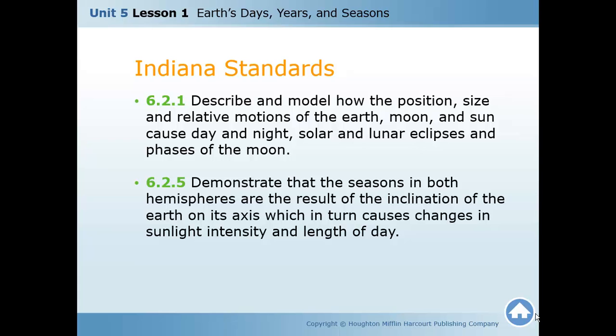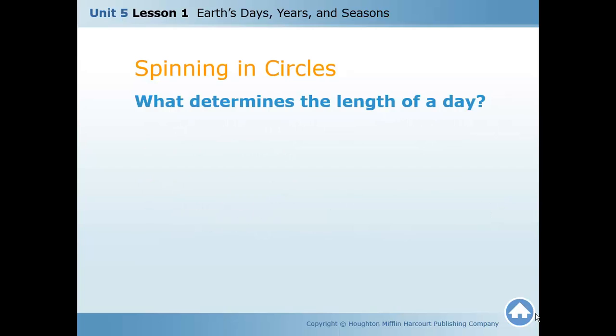6.2.5 is demonstrate that the seasons in both hemispheres are the result of the inclination of the Earth, meaning its tilt on its axis, which in turn causes changes in sunlight intensity and length of day.